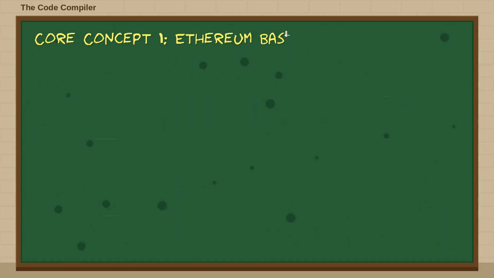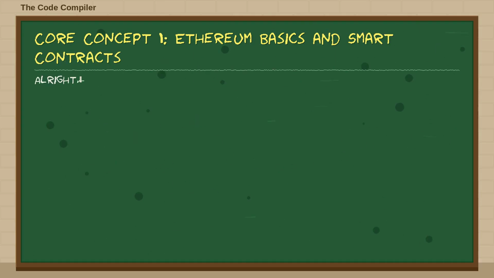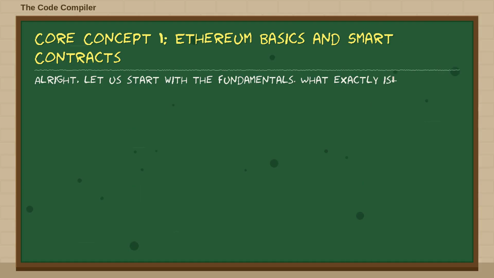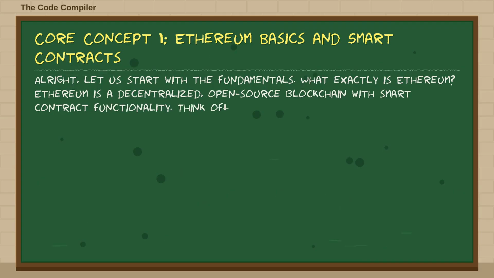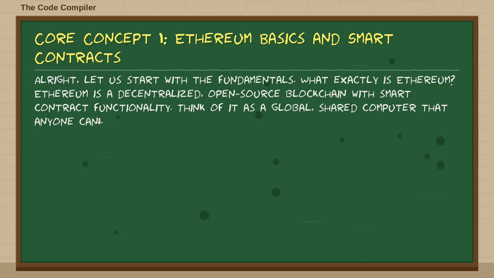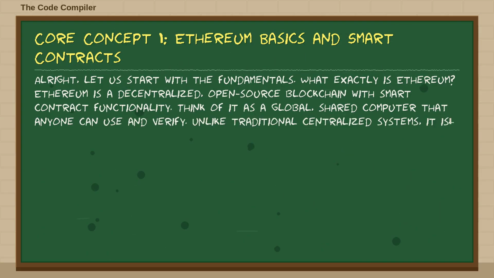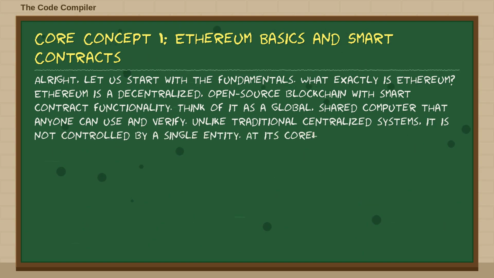Alright, let us start with the fundamentals. What exactly is Ethereum? Ethereum is a decentralized, open-source blockchain with smart contract functionality. Think of it as a global, shared computer that anyone can use and verify. Unlike traditional centralized systems, it is not controlled by a single entity.